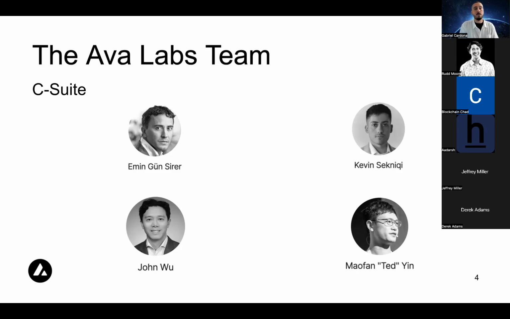Lastly, at the bottom right is our Chief Protocol Officer, Ted Yin. Ted is also a PhD from Cornell and was one of the creators of HotStuff, which is the classical consensus protocol behind Facebook's Libra and Diem network. And now he is at Ava Labs working on Avalanche Consensus.